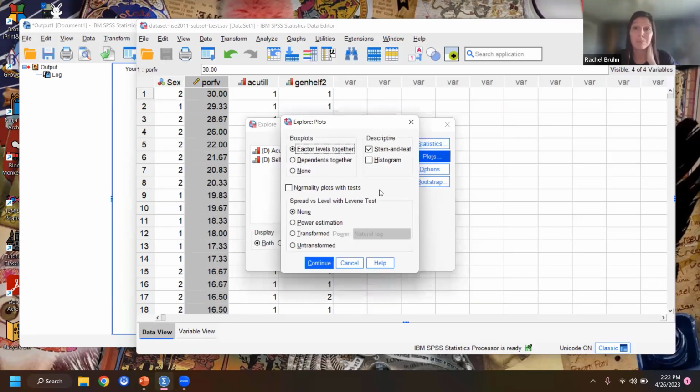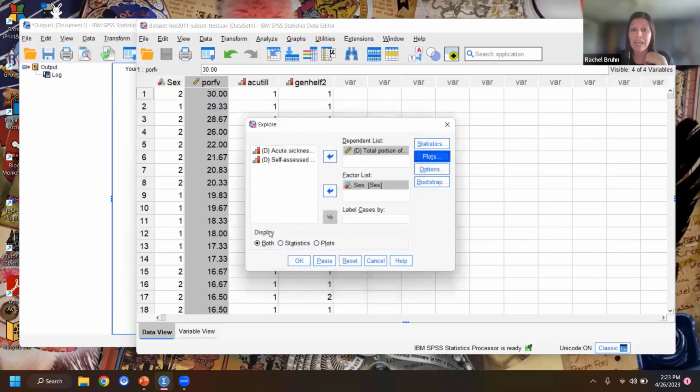Here we can also create plots. The stem and leaf is defaulted. You will almost never use that. Feel free to uncheck. You can include a histogram if you want. It would be a great starting point for evaluating that normality. We also want to check this normality plots with tests because remember, normality is one of our assumptions. So this is going to give us a lot of the tests and graphs that we need to evaluate if that assumption of normality has been met. So I'm also going to include that as well.